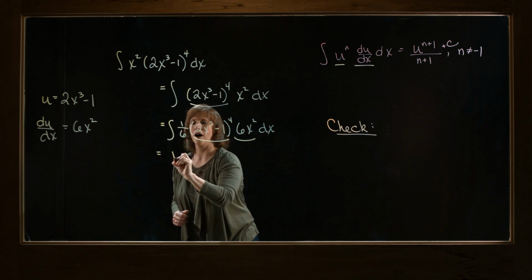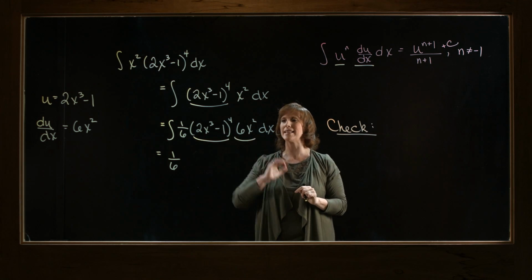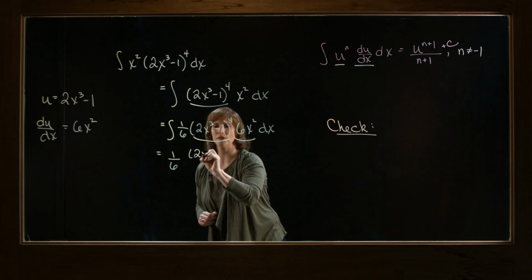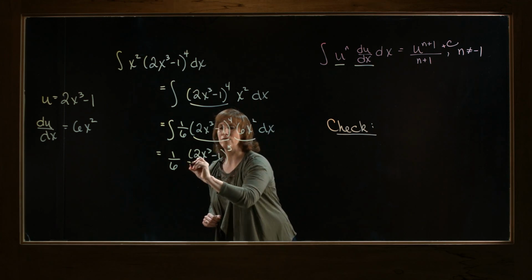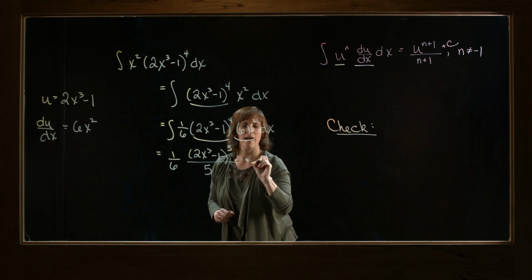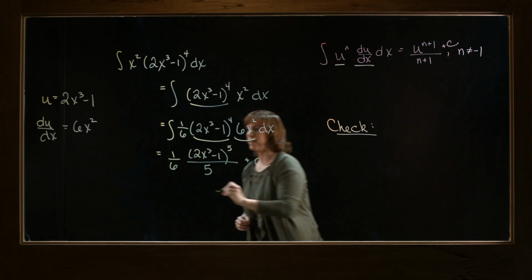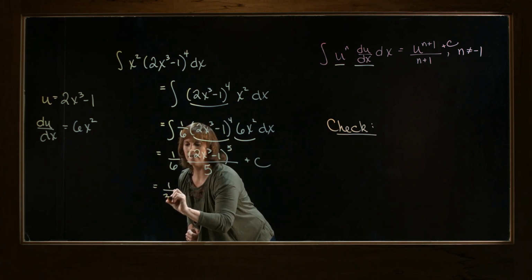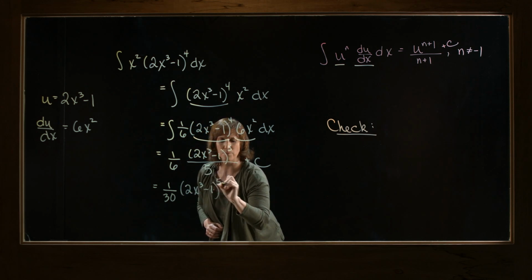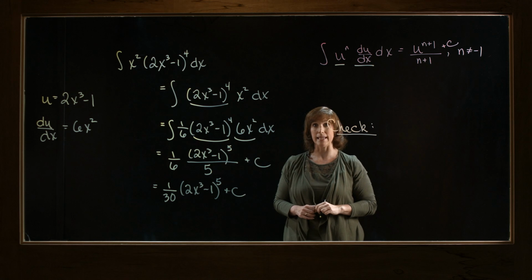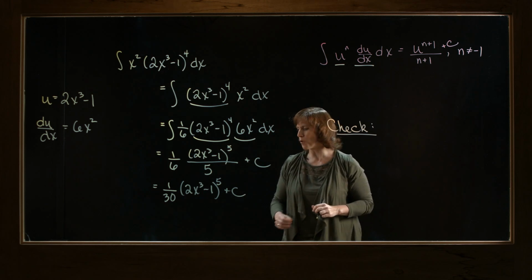So I can pull out my constant of 1/6, and then my rule tells me all I have to do is take that expression, 2x cubed minus 1, raise it to the 5th power, and divide by 5. And of course, tack on that constant of integration. With some simplifying, I find that this is 1/30 times the quantity 2x cubed minus 1 to the 5th power plus c.